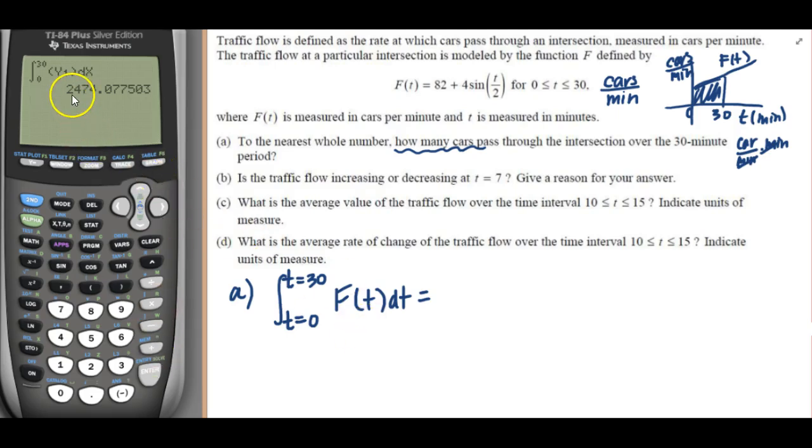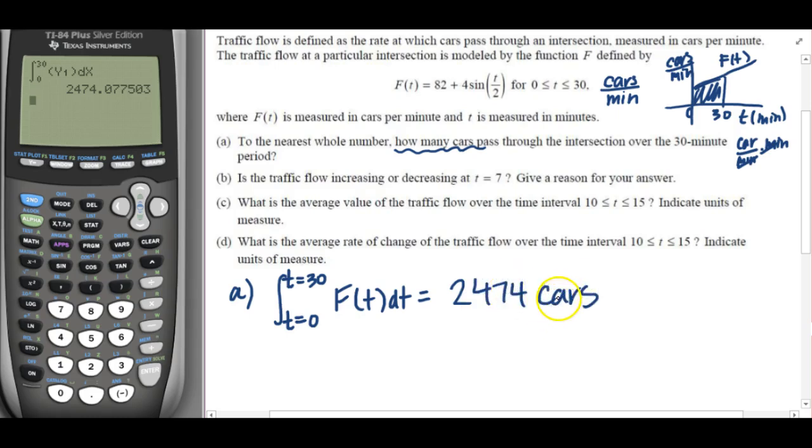So the numerical answer is 2,474, and it says to the nearest whole number. So if this was not here, we would definitely go to the thousandths place, but because it says to the nearest whole number, our answer is 2,474 cars. So we wouldn't want to think of a fraction of a car. So let's go ahead and fill in our answer. So 2,474 cars is our numerical answer.